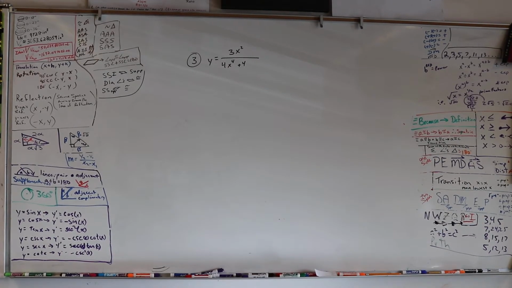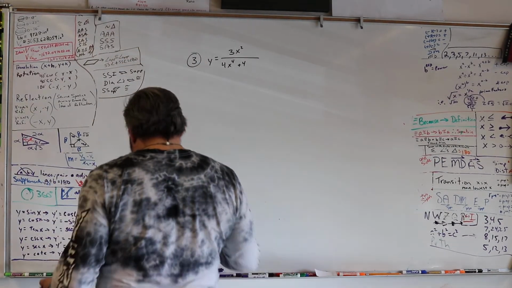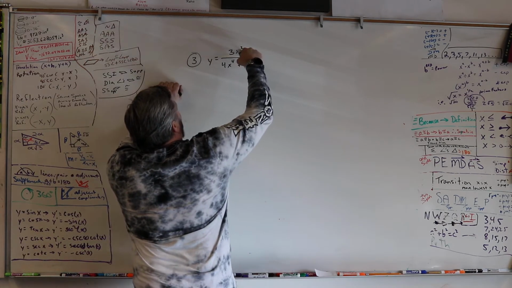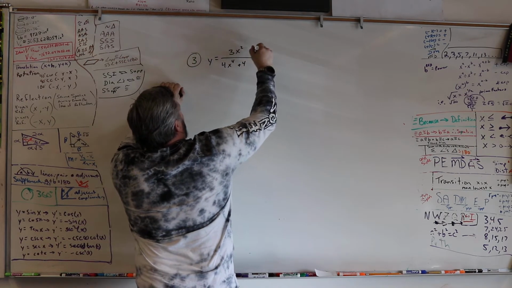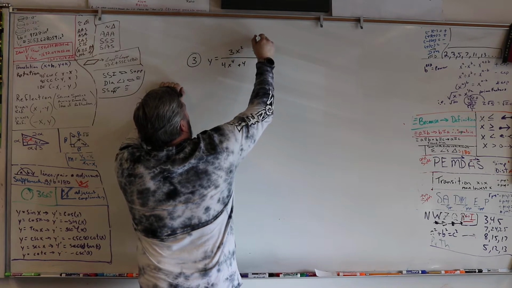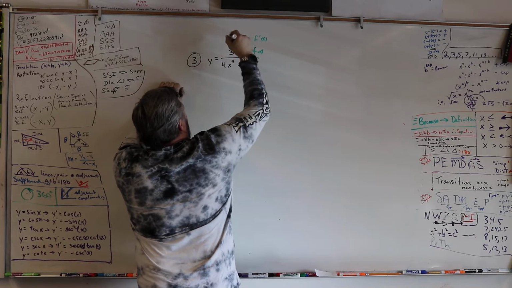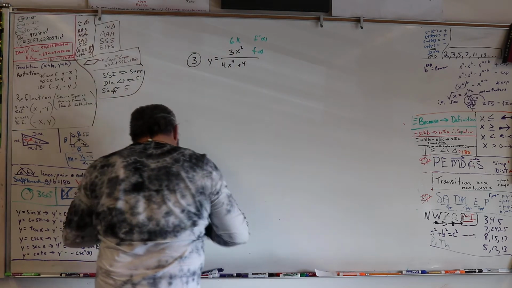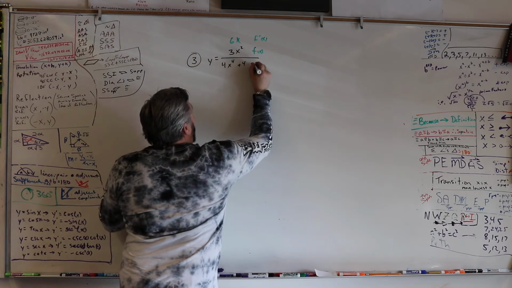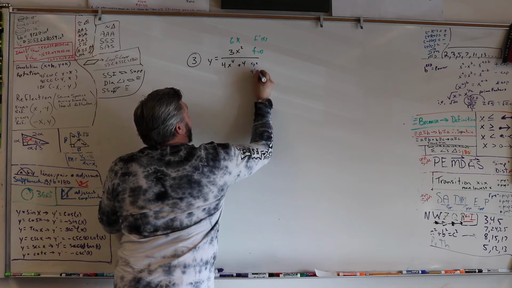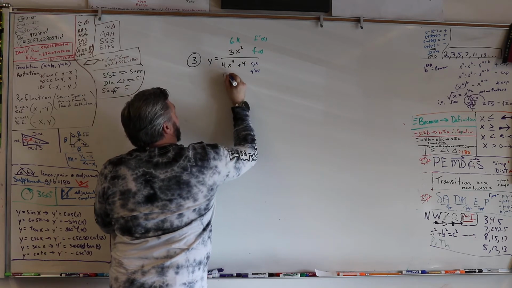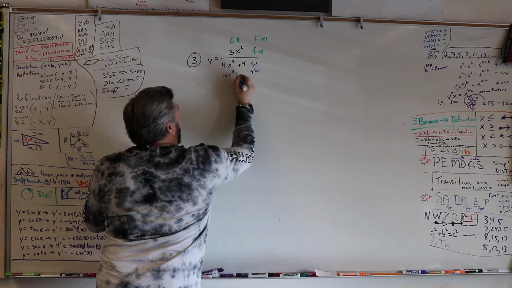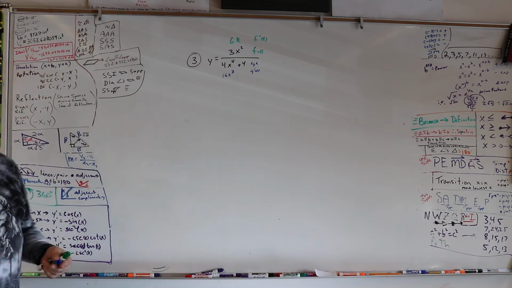Let's go. Let's try this. Number 3. All right, so if I take the derivative of this, say this is f of x, then f prime of x would equal 6x, right? And then if this is g of x, then g prime of x is going to equal 16x to the third. Okay, so that's pretty easy.